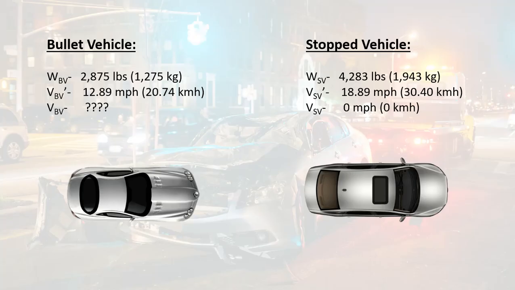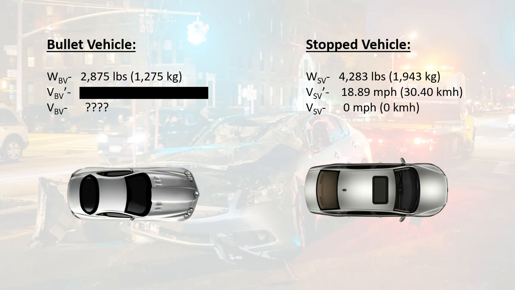Let's go back this time, and we're going to say that this time our bullet vehicle, for whatever reason, we cannot figure out what that post-impact speed is. So now all we know is that the weight of the bullet vehicle is 2,875 pounds, and we know that the weight of the stationary vehicle is 4,283 pounds, and we know that the post-impact speed of the stationary vehicle is 18.89 miles an hour. And of course, we still know that the impact speed for the stationary vehicle is 0, because it was 0 miles per hour at impact.